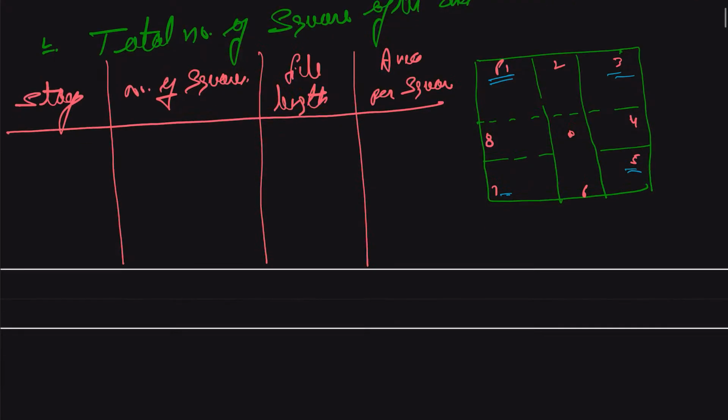We start with stage 0. We have only one complete square, so its side will be L and its area will be L square. Now we come to stage 1, which is nothing but our iteration 1. In iteration 1 we have already removed the middle square, so the number of squares will be 8, the side length will be L by 3, and the area per square will be L square by 9.